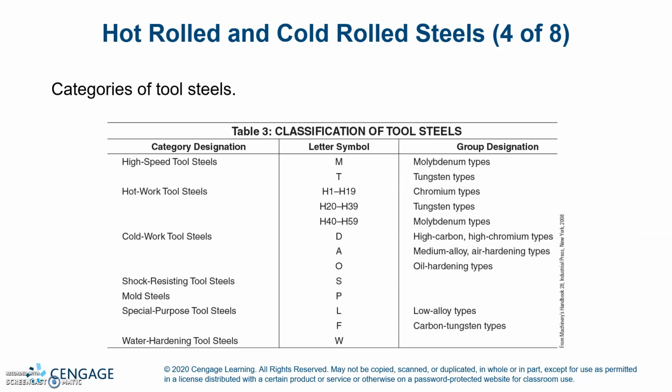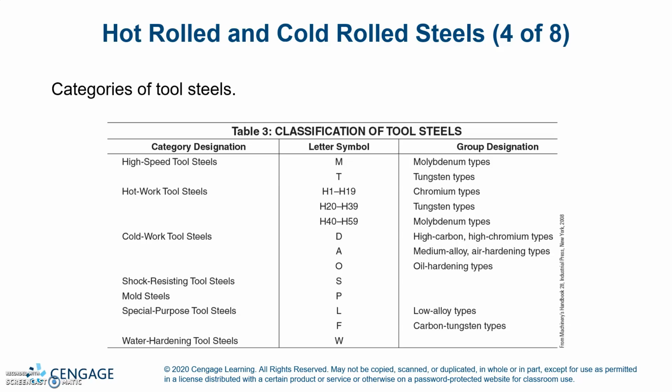Categories for tool steels. High-speed tool steels is letter symbol M, and molybdenum types. T is tungsten types. Hot work tool steels, H1 through H19 is chromium steels. H20 through H39 is tungsten types, and H40 through H59 is molybdenum types.